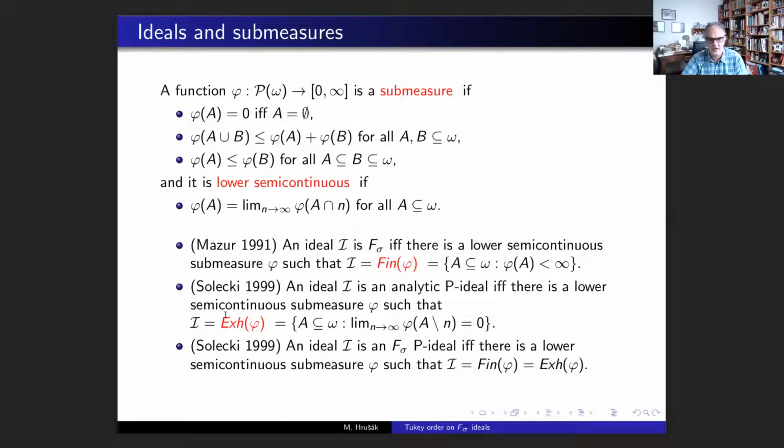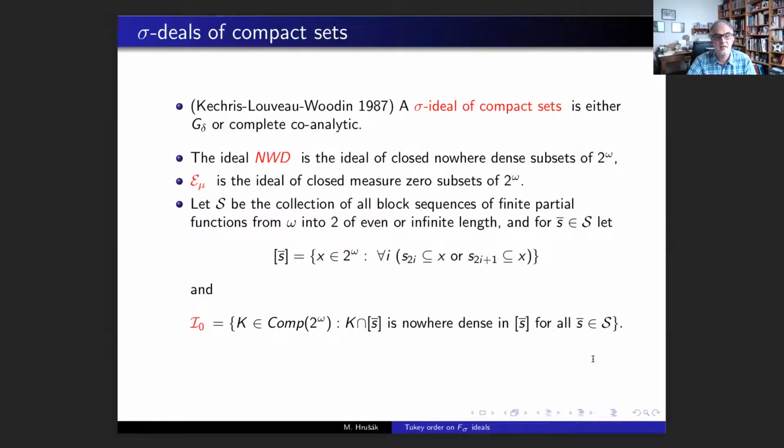We look at the exhaustive ideal, which is the set of those subsets of omega where, if you look at the submeasures of the tails of the set, then the limit of these submeasures is equal to 0. And he also showed that if we have an F sigma p-ideal, then we can actually find a submeasure where these two things coincide for the same submeasure. So we know how to represent F sigma ideals and p-ideals using submeasures now. And so that's one class of examples that are usually dealt with.